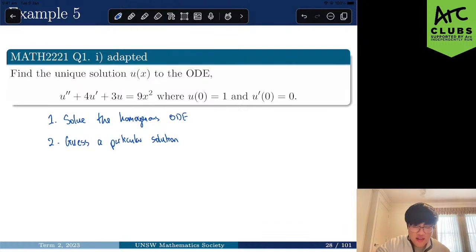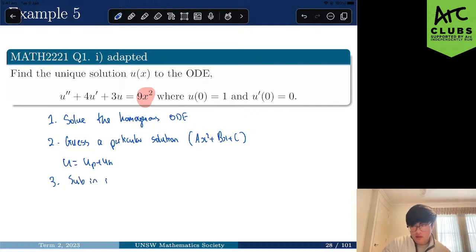And I guess in this case here, since we have a polynomial of degree 2, we will guess ax squared plus bx plus c to be our particular solution. And then using this, we can find the general solution, up plus the homogeneous solution, and then the third is just, I guess, sub in initial values. That's the general step to solving something like this.